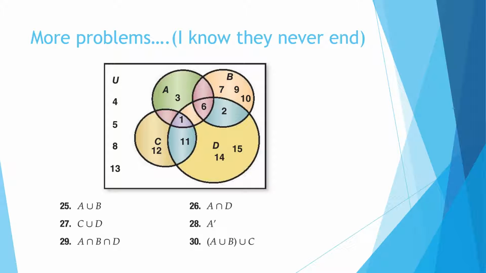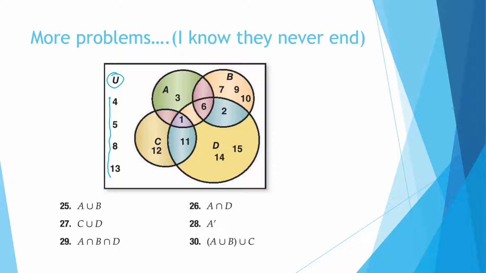Now, what if we have a crazy Venn diagram like this? Okay? In this Venn diagram, we have the list of numbers from 1 to 15. That is our universal set. If you notice up here, we have universal. These numbers in the white right here are there because they are not in one of the sets A, B, C, or D.